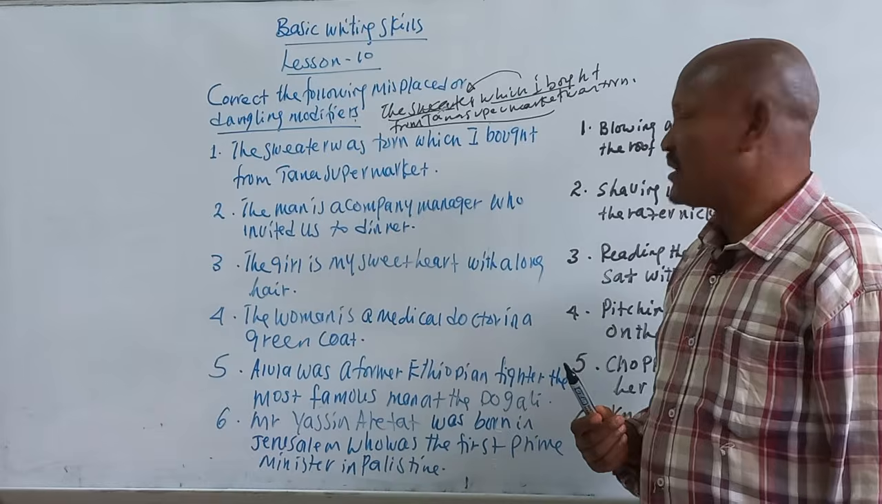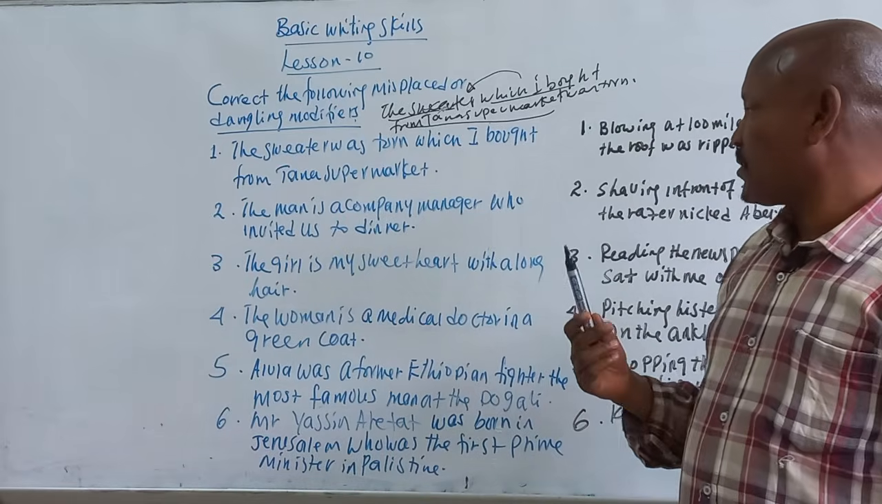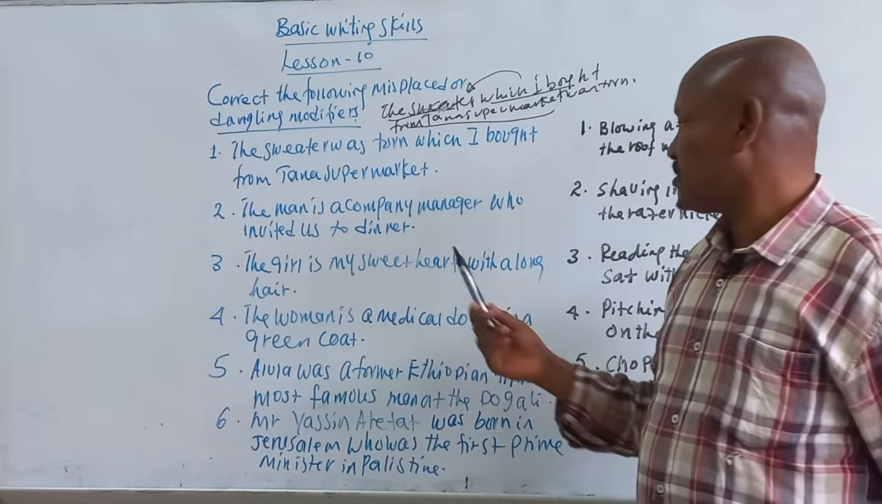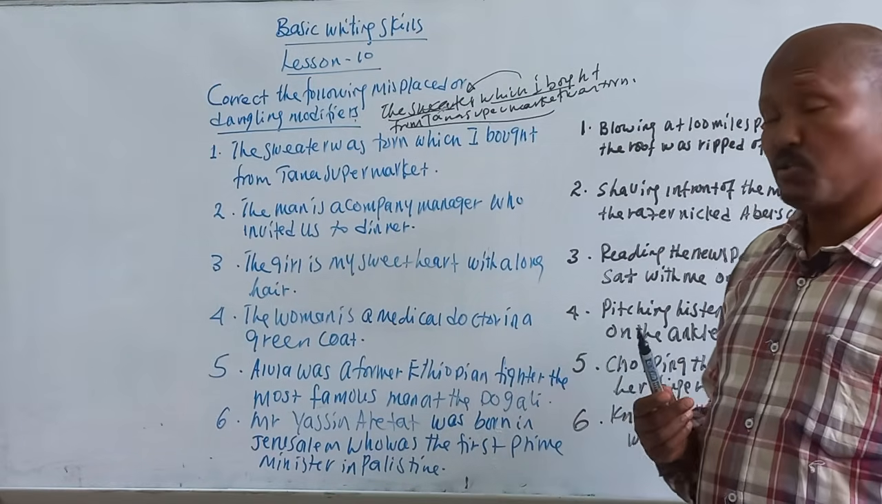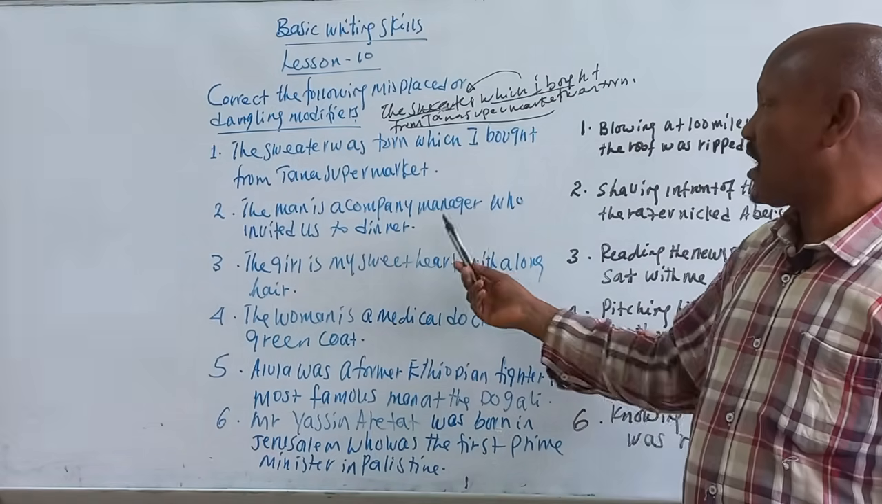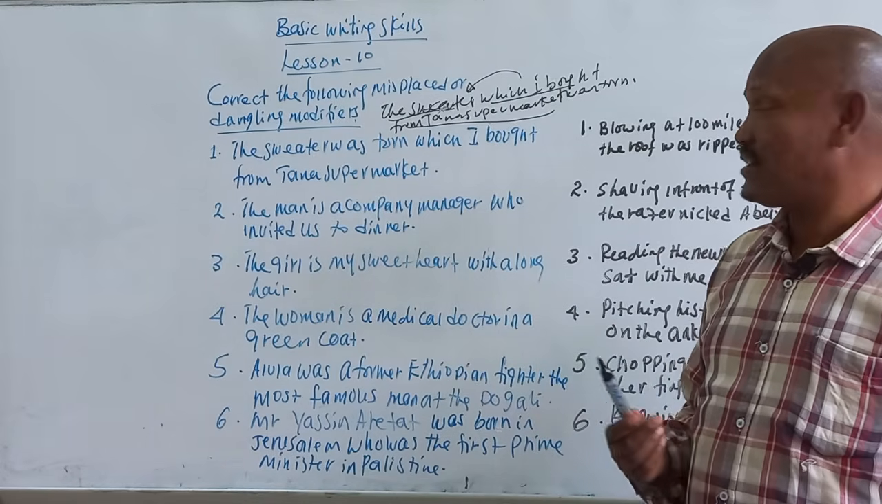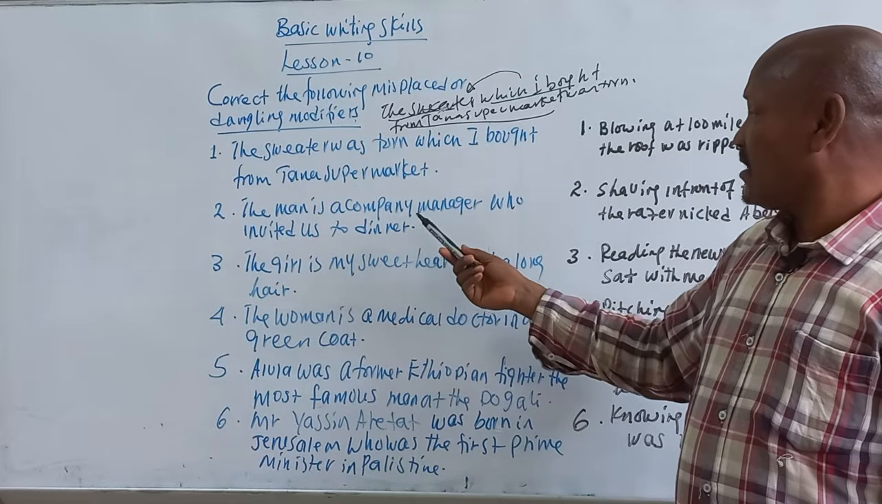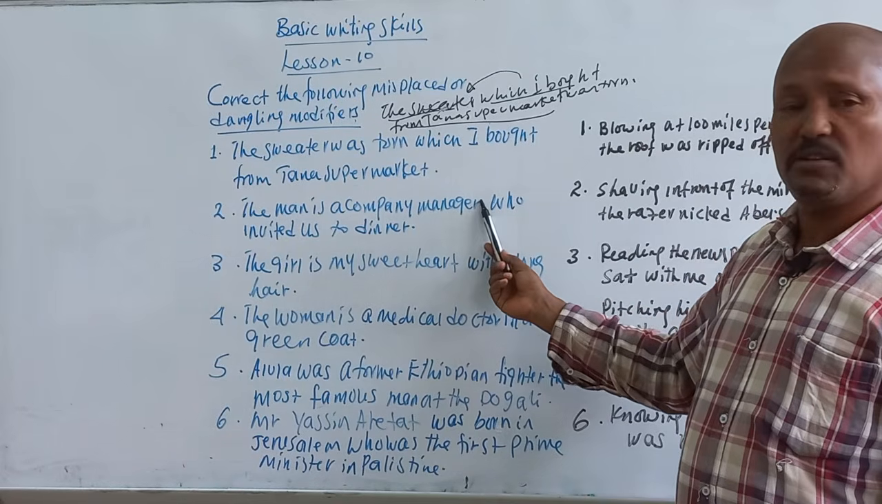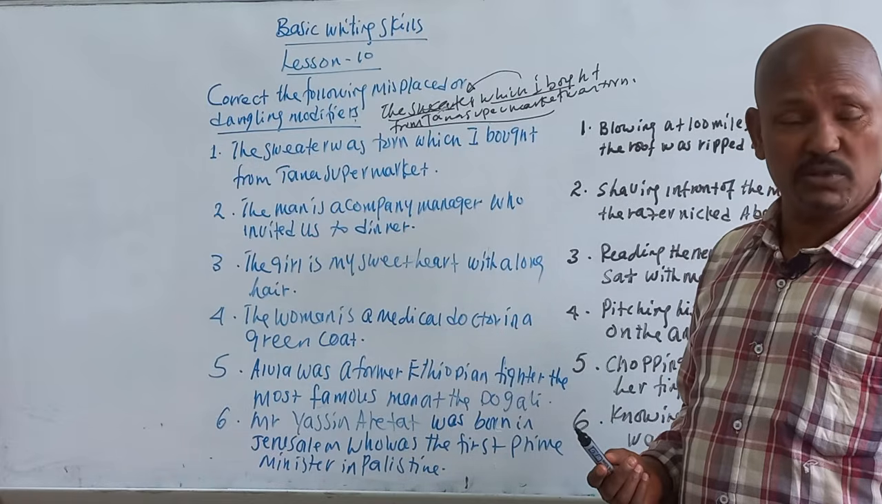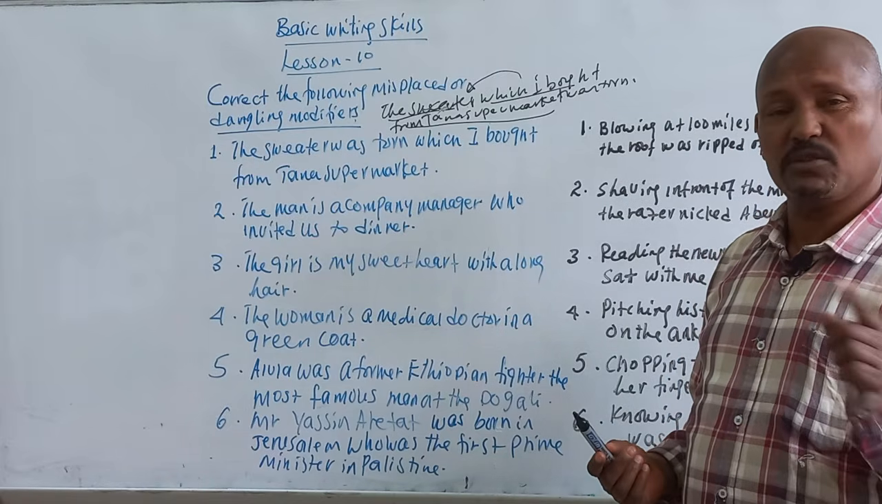The man is a company manager. The man is a company manager who invites us to dinner. The man is company manager who invites us to dinner. Yeah, absolutely, the same approach here. This kind of sentence has sentence errors. It doesn't give meaning, because here "the man is company manager" is independent, and "who invites us to dinner" is a relative clause or an adjective clause. So it doesn't modify the subject it wants to modify.